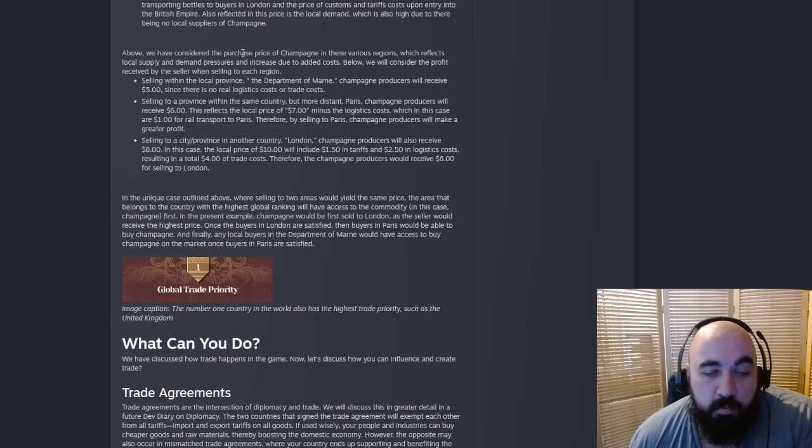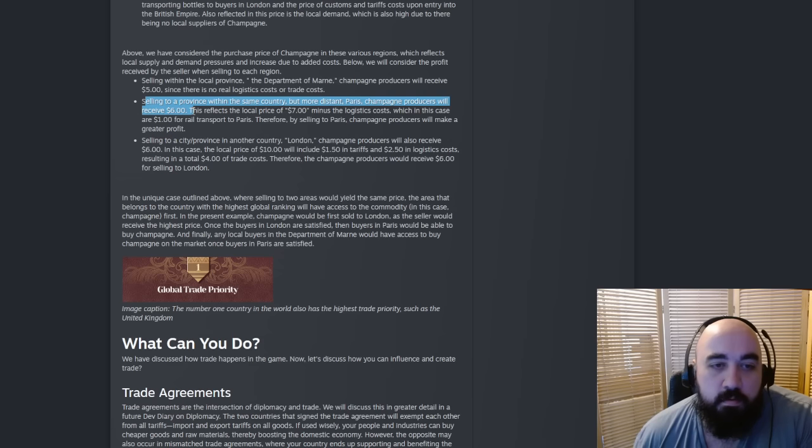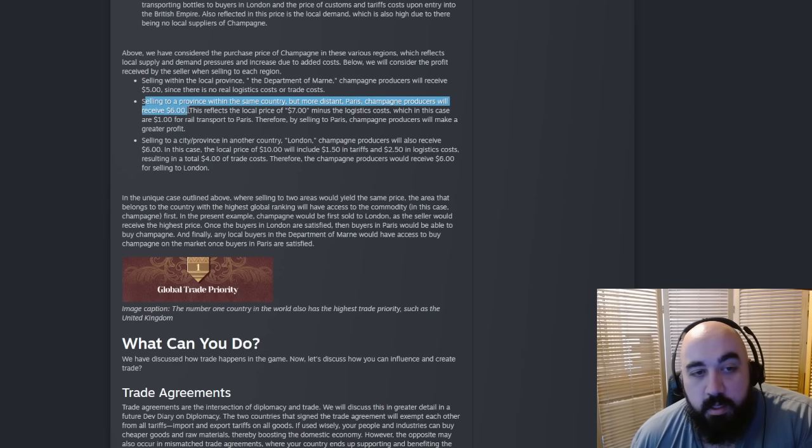We've considered the purchase price of champagne in the various regions, which reflect local supply and demand pressures increased due to added costs. Now we will consider the profit received by the seller when selling in each province. It should be identical, right? It should be equilibrium. Selling within the local province, the champagne producers receive 5 since there's no logistics or trade costs. Selling to a province within the same country but more distant, champagne producers will receive 6. Isn't it an indifference threshold? Okay, well, whatever. They receive 6.